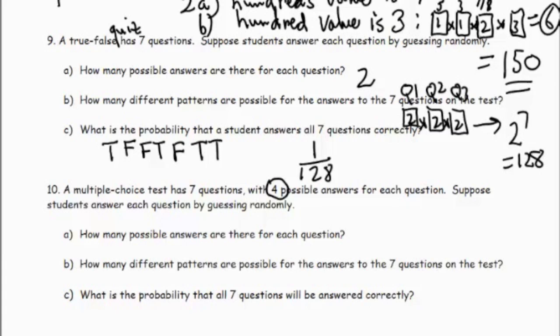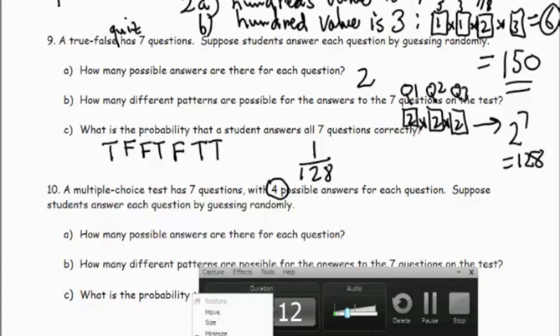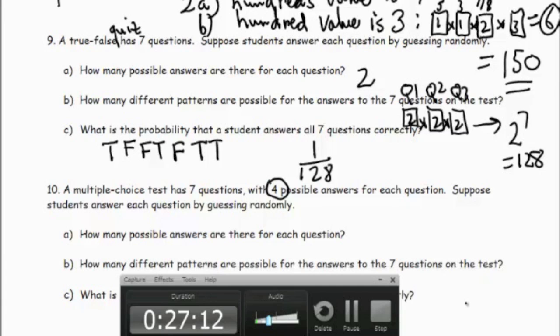Okay, number 10, very similar, except now we're looking at 4 possible answers with multiple choice. I'm going to leave that with you to try, and we'll say goodbye from here. The answers are just below, and good luck with the worksheet. It's a doozy. Miss Jameson has come through big time.